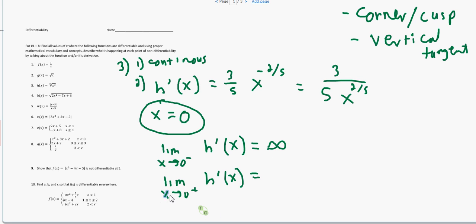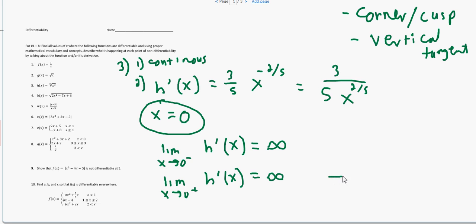Checking out x going to 0 from the right of h prime, same thing's happening. X is becoming very small positive numbers, squared, and the 5th root is going to leave them positive, and times 5, also still positive. So it's 3 divided by very small positive numbers, which is going to head towards positive infinity. So both sides of the derivative are going to positive infinity, which means our slope is going to positive infinity from both sides. And what that looks like is this.